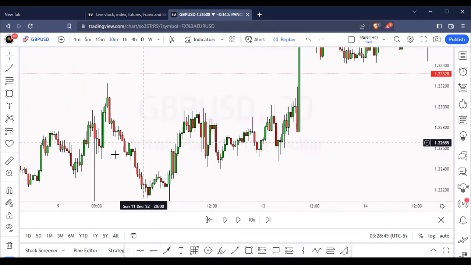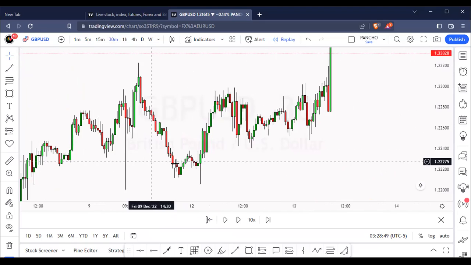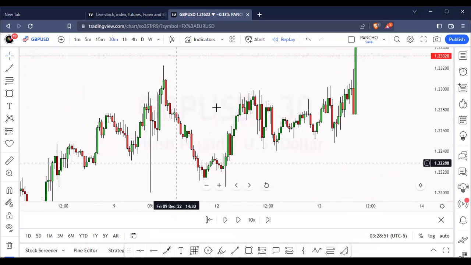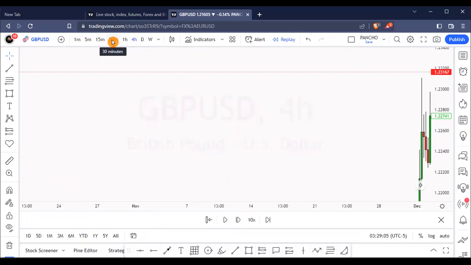And the higher time frame we don't very much consider. For example, if I want to take an entry in 30 minutes, I can take a 4 hour and shift to 1 hour, and from 1 hour shift to 30 minutes. Three steps. And if I want to take entry in 1 minute, I go 15 minutes, 5 minutes, and 1 minute. You just have to go like that.